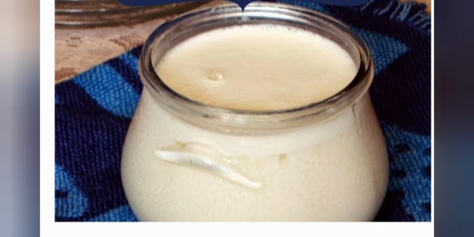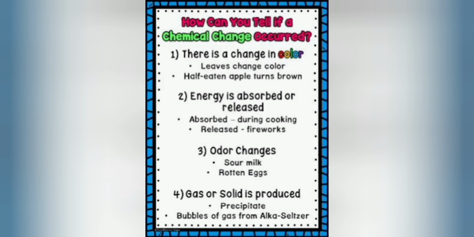Yes, lactobacillus is responsible for that, and it is an irreversible process. Now students, how can we tell whether a change is chemical or physical? First, you have to think about whether there is a change in its color. If its color changes, then it is a chemical change.